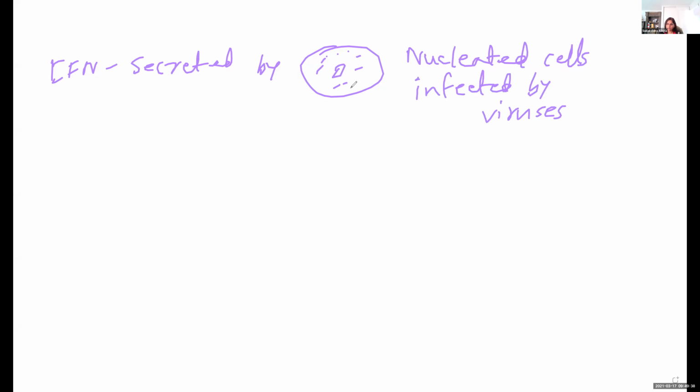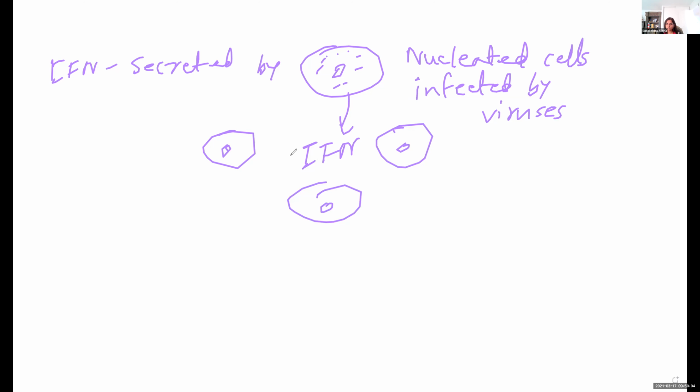Okay. So as we saw, when a nucleated cell is infected by a virus, the cell secretes interferon. Interferon is a small protein. It doesn't disperse over a long distance. It's not like a hormone. Everything is happening in the interstitial fluid. So we have nucleated healthy cells, which will absorb this interferon.